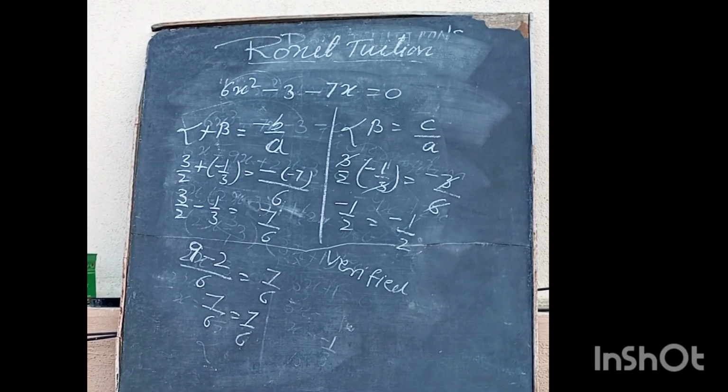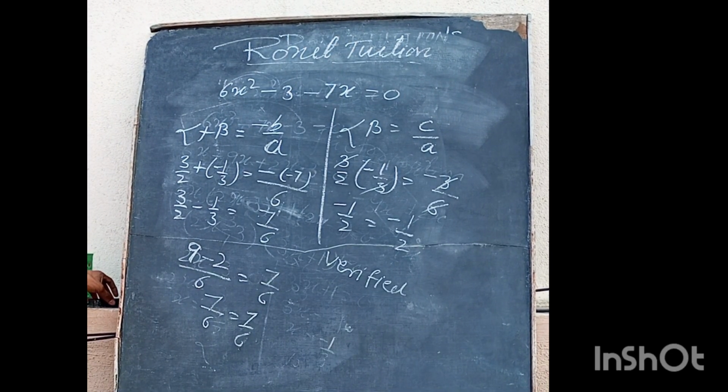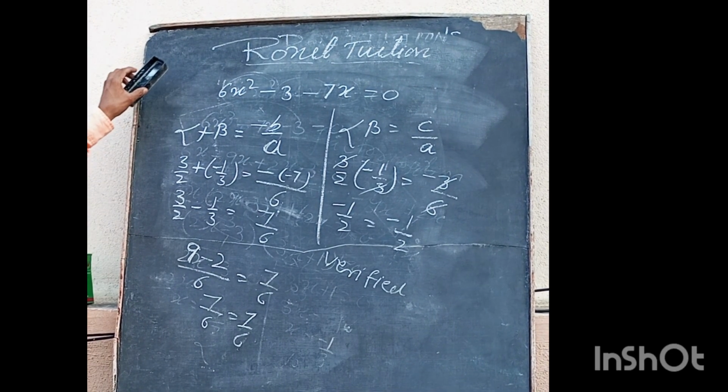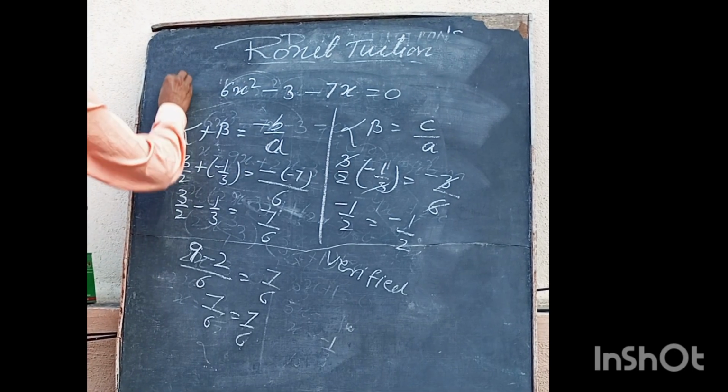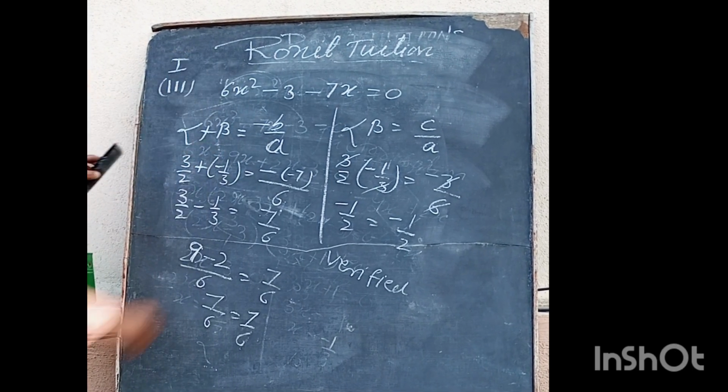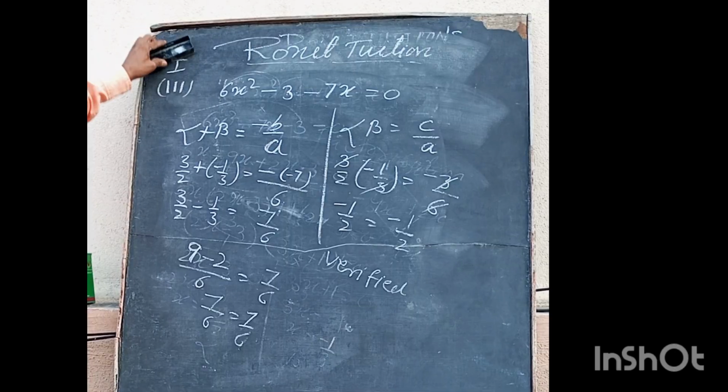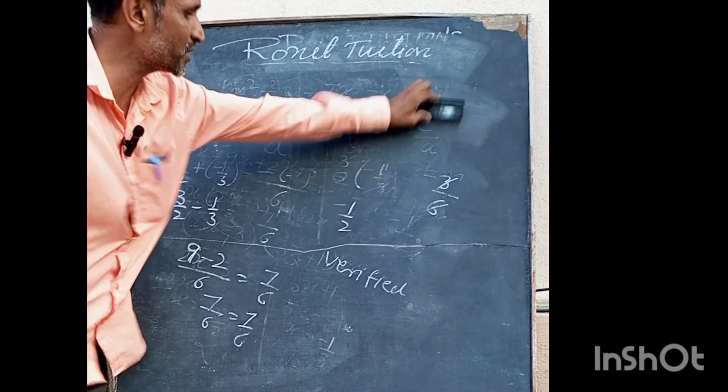Next we can do one more question. That was the first main, third question. Now we are going to the first main, fourth question. What is the given question? It is like this.